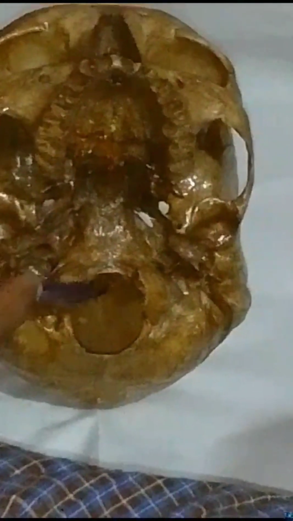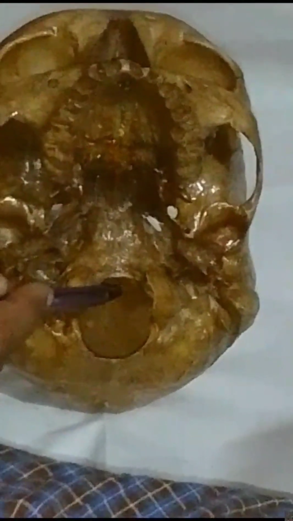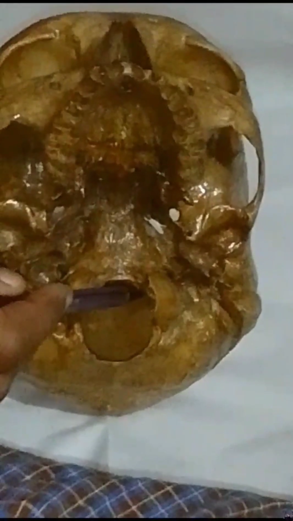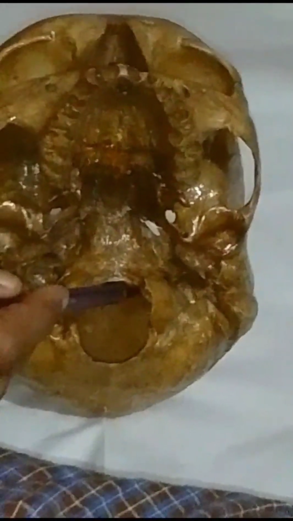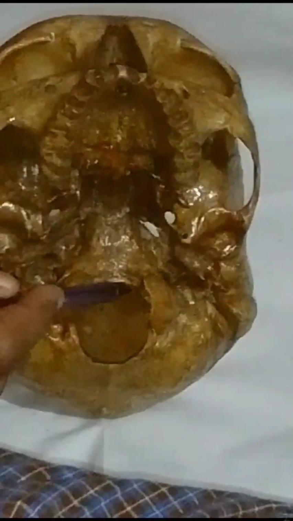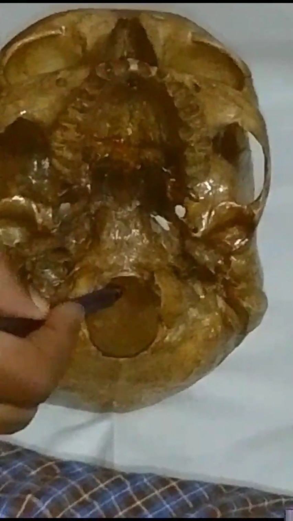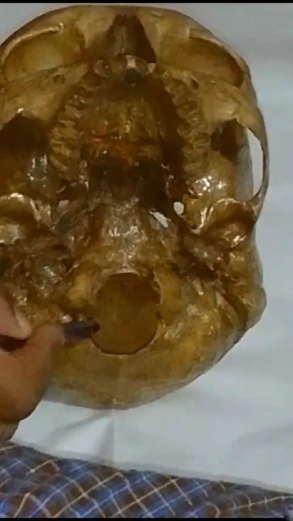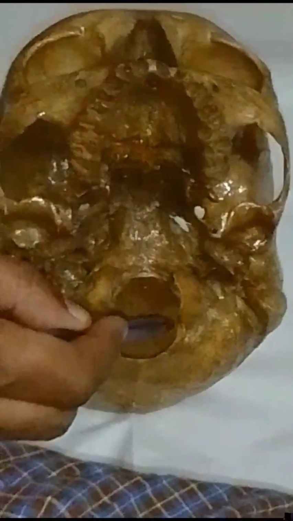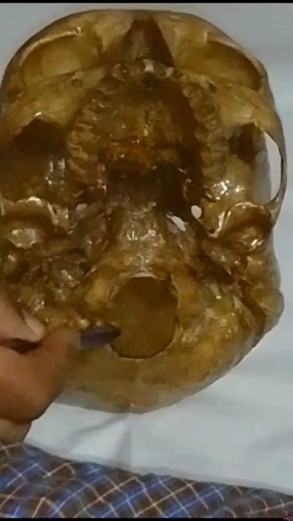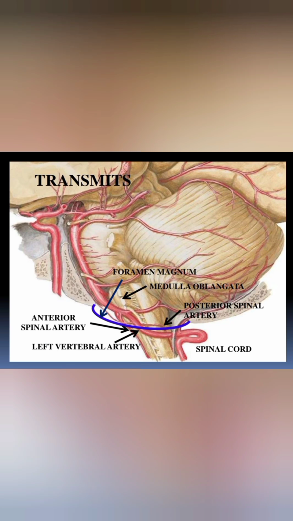Foramen magnum is the largest foramen located in the skull. It is anteriorly bounded by the posterior border of the basilar part of the occipital bone. On the sides, it is bounded by the condylar part of the occipital bone. Posteriorly, it is bounded by the squamous part of the occipital bone. In the foramen magnum, the medulla oblongata ends and the spinal cord starts.